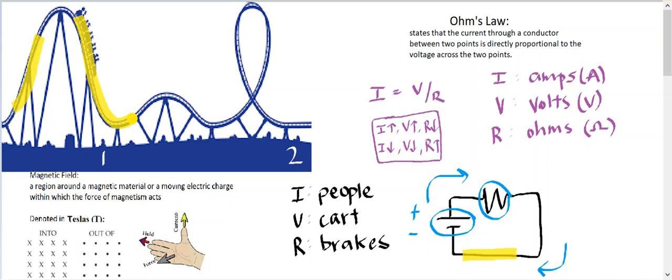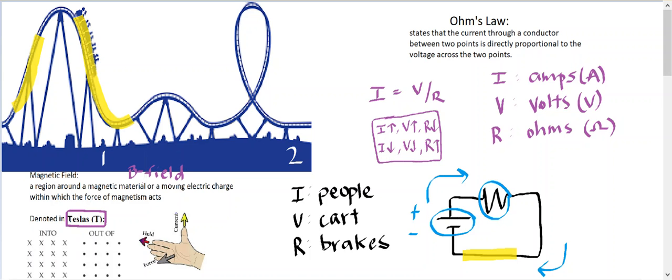So how close do you have to be to the roller coaster to feel the attraction? How close do you have to be, or to feel the wind? How close do you have to be towards the circuit to feel its magnetism? The term for that is magnetic field. Now, magnetic field can be used interchangeably with the term B field. So it's more commonly referred to as the B field. And it is measured in Teslas, denoted by capital T, as we see here.